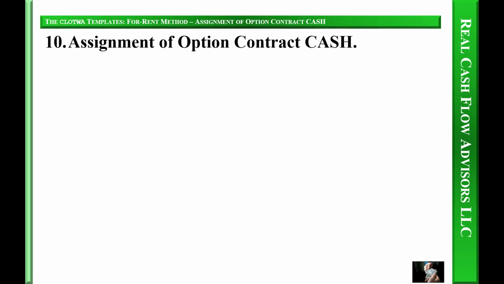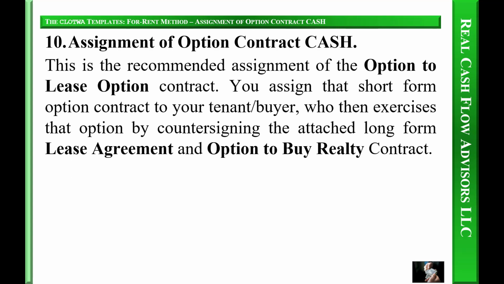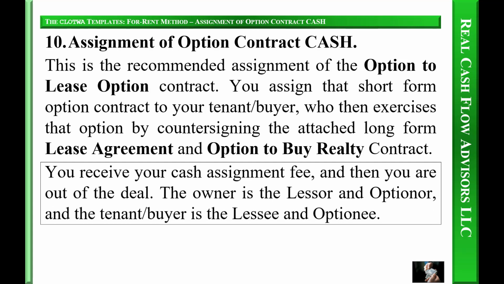Number 10, assignment of option contract for cash. This is the recommended assignment of the option to lease option contract. You assign that short form option contract to your tenant buyer, who then exercises that option by countersigning the attached long form lease agreement and option to buy realty contract. You receive your cash assignment fee, and then you are out of the deal. The owner is the lessor and optionor, and the tenant buyer is the lessee and optionee.